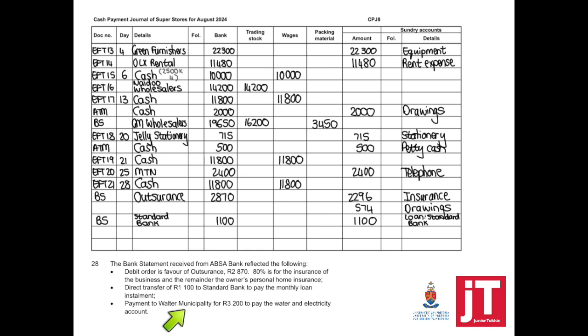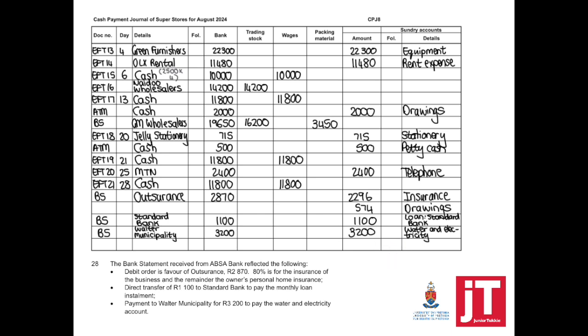The last bullet, payment to Walter Municipality for 3,200 to pay the water electricity account. Source document, bank statement. Who did we pay? Walter Municipality. How much? 3,200. For what reason?